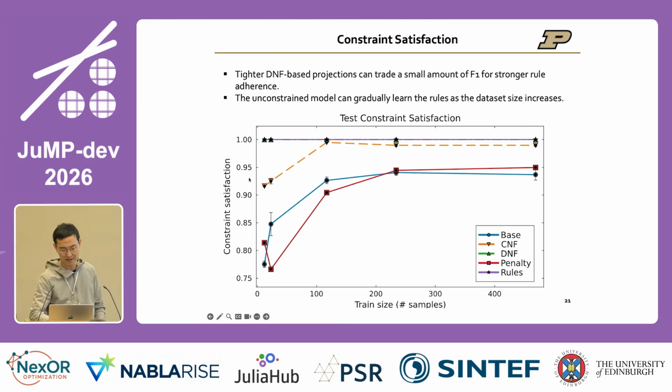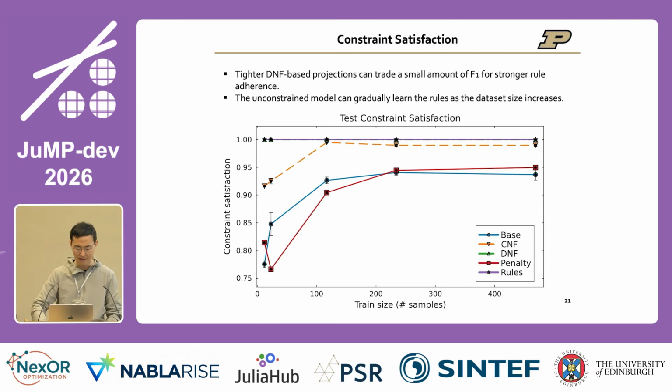And if you use a soft penalty-based method, it also does not rigorously satisfy the constraint, as well as the base model. But interestingly, as the number of training sets increase, you can find the base model will kind of pick up some of the rules, and then they tend to satisfy the rules as well.